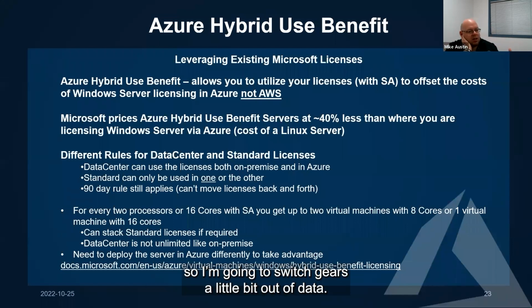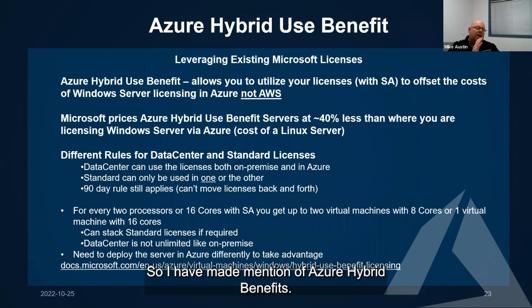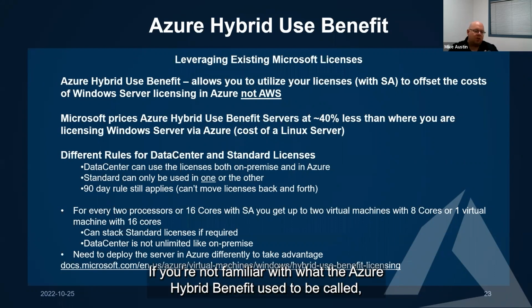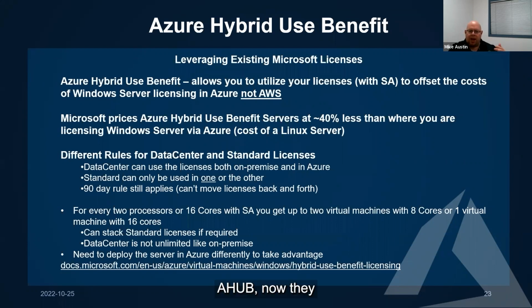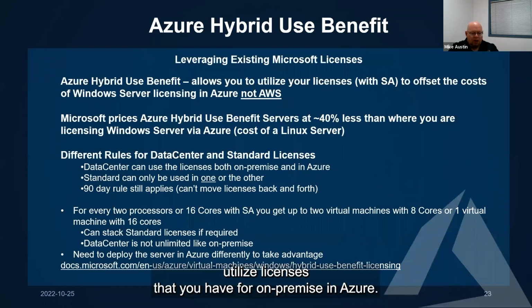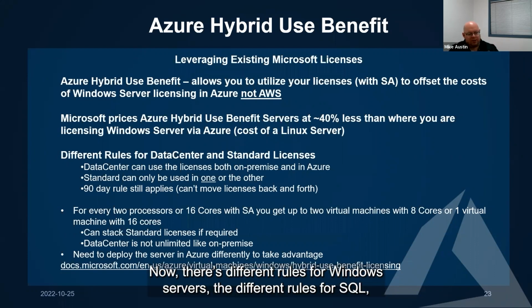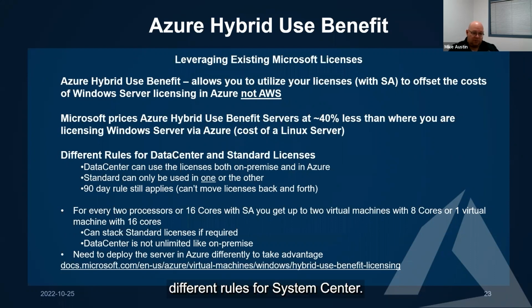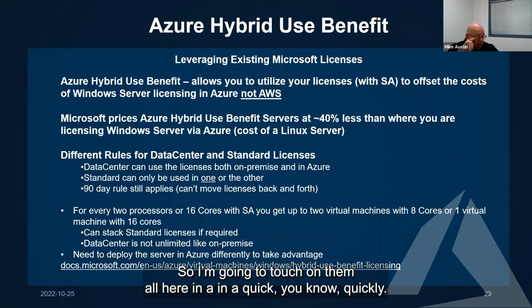Okay, so I'm going to switch gears a little bit out of data, and I'm going to talk about licensing for a couple of seconds here. Okay, so I've made mention of Azure Hybrid Benefits. If you're not familiar, what the Azure Hybrid Benefit used to be called, the Azure Hybrid Use Benefit, AHUB, now they just call it the Azure Hybrid Benefit, AHB. And so what AHB allows you to do is utilize licenses that you have for on-premise in Azure, okay? And particularly Windows servers. Now, there are different rules for Windows servers, different rules for SQL, different rules for System Center. So I'm going to touch on them all here quickly, okay?